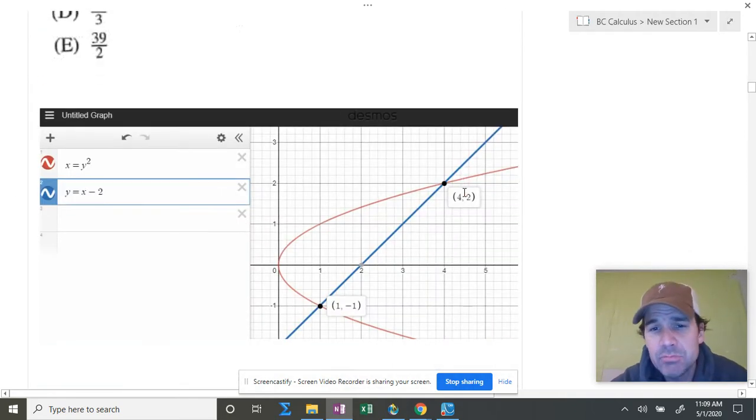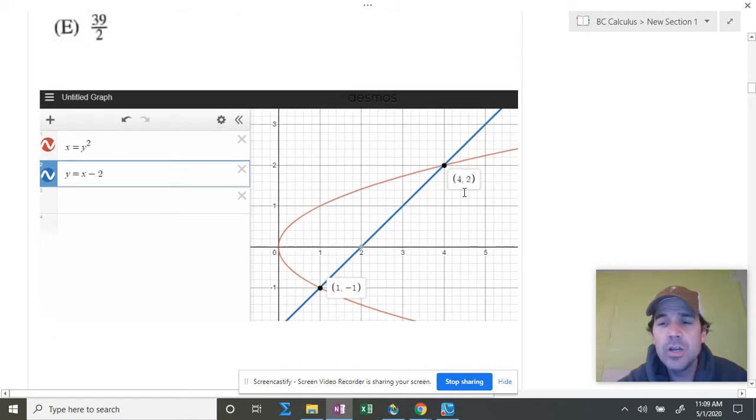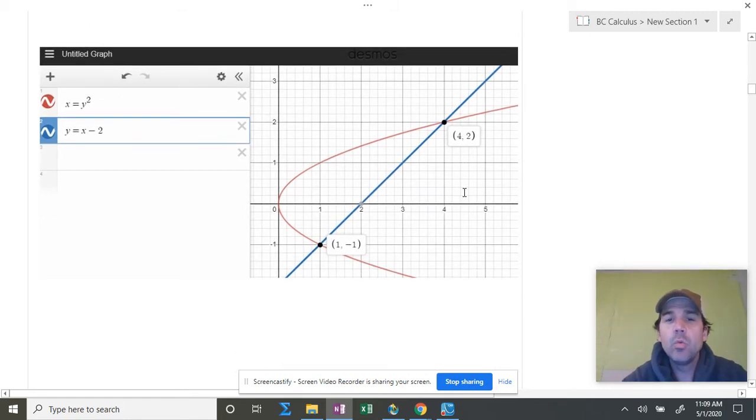Second one, find the area between these two curves. Again, go to Desmos and graph it. Now we do not want to sweep in the x direction. We're going to want to sweep in the y direction, because the y direction is going to give us the two bounds as our function. If we try doing the x direction, that's going to be gross. It's possible, but you don't want to do it.